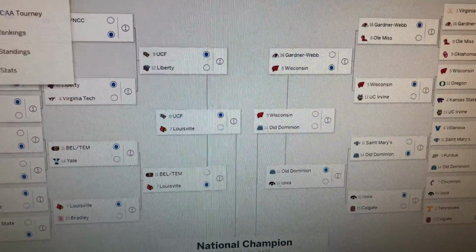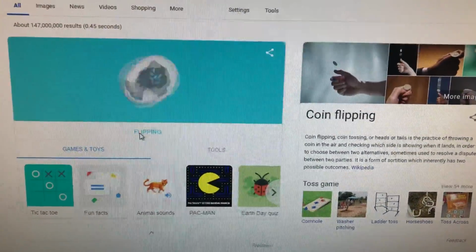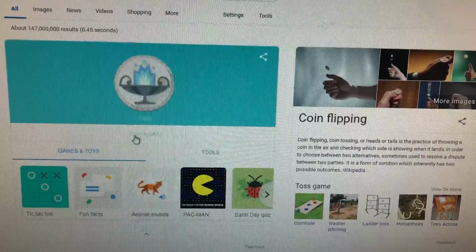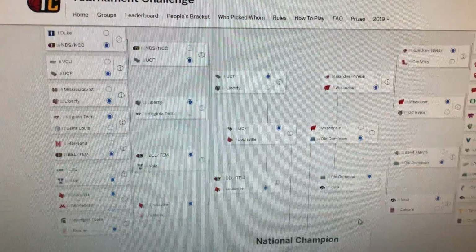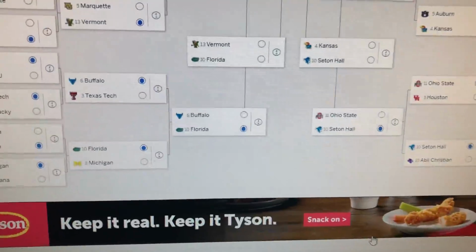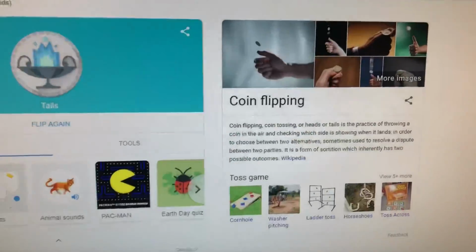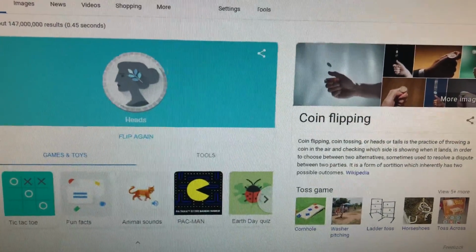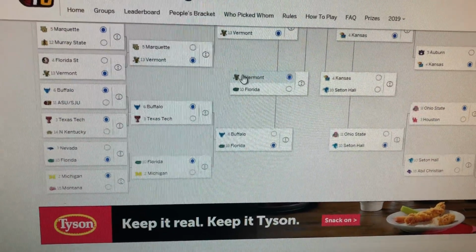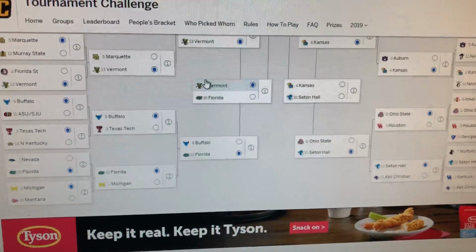Then Wisconsin and Old Dominion. Come on, I want to see tails. I want to see a 14 seed in the Final Four. Yes, we will have a 14 seed in the Final Four. Old Dominion. Let's go. Let's make a 13 seed go to the Final Four. Vermont and Florida. Who will we have? We have Vermont going on, 13 and 14. I really want to see that in the championship game.